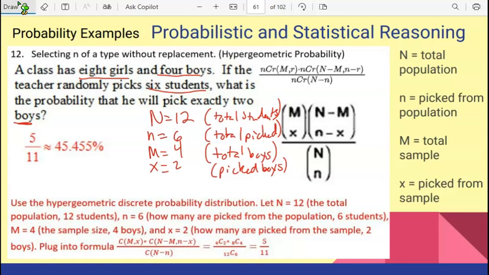You'll plug these into this formula. It's the combination formula without repetition. So we have 6 times 70 over 924. And that's going to give you 5 over 11, or 45%.